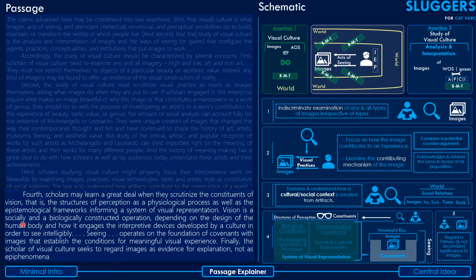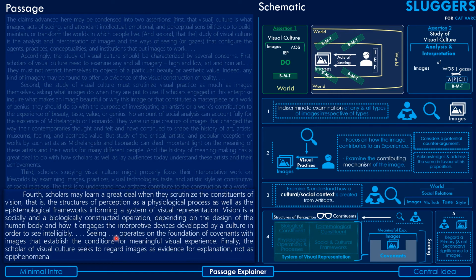He further says vision is a socially, so he's talking about the second constituent, and a biologically constructed operation. First constituent, biologically constructed operation. Vision is based on both of them, depending on the design of the human body. So again, the biological constituent he refers to, and then how it engages with the interpretive devices developed by a culture. Interpretive devices are, by the way, your epistemological frameworks. And how the human body engages with the interpretive devices, this epistemological component again, developed by a culture in order to see intelligibly. Okay, and both of these together constitute a system of representation.